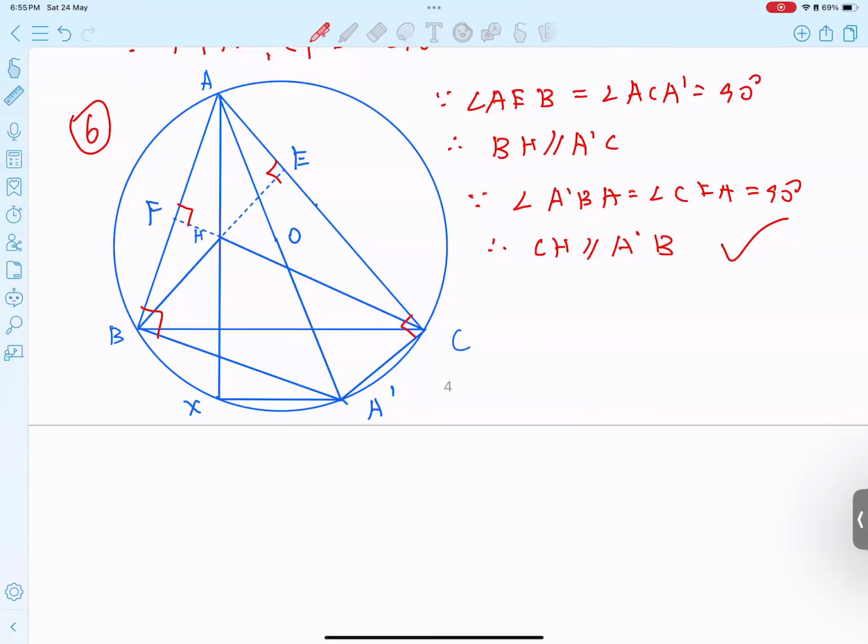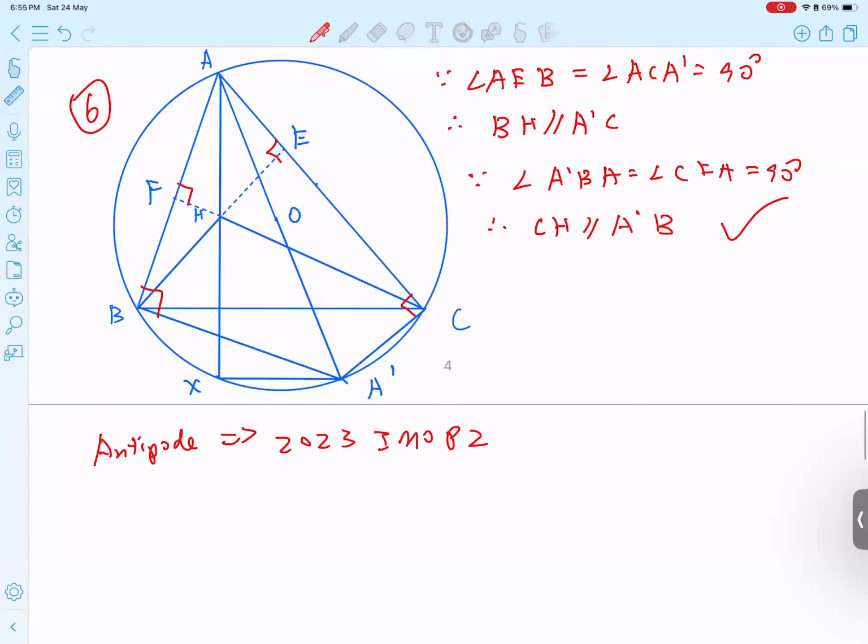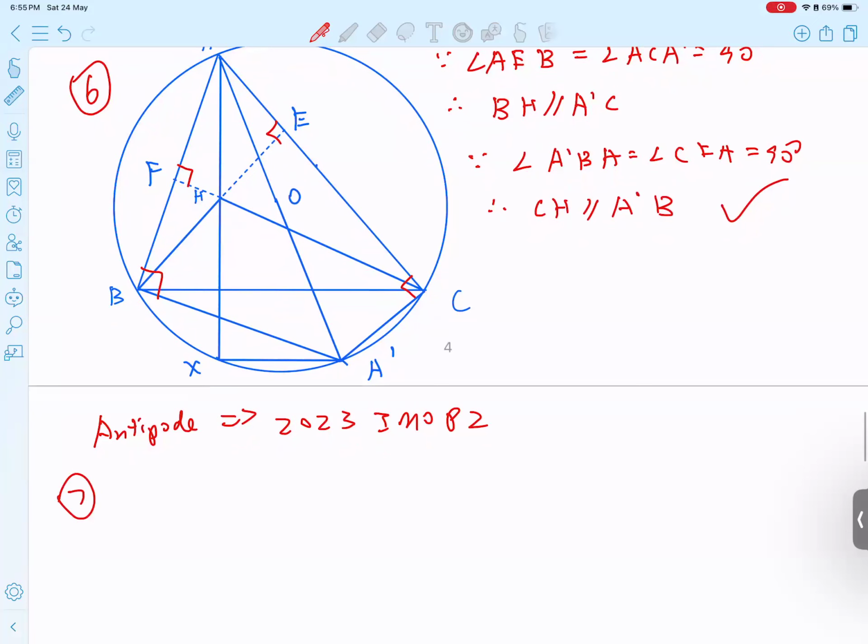And in certain problems, constructing the antipode will give you 90 degrees, which gives you a lot of conditions that you can work with, such as the 2023 IMO problem 2. So you want to look at that. It's a very nice way of using the antipode to solve the problem. But that's besides the point. So yep, lemma 7.